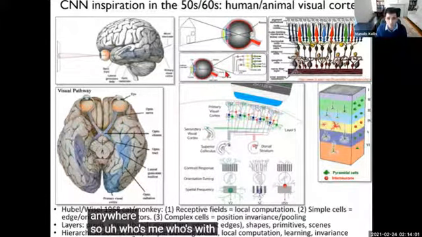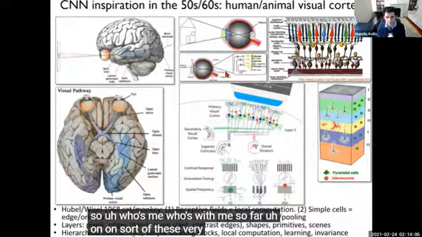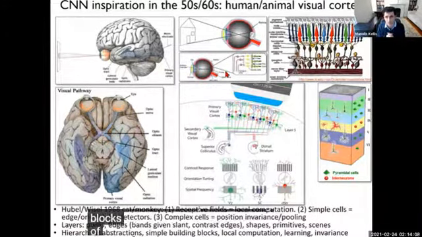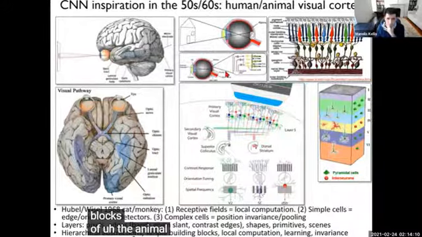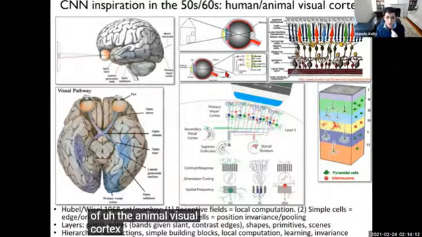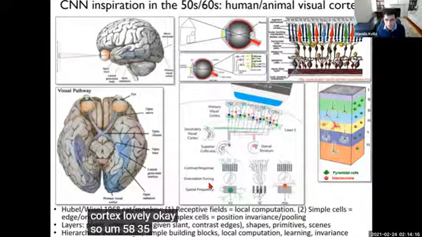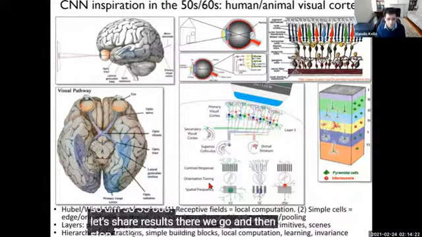So who's with me so far on these very basic building blocks of the animal visual cortex? Lovely. Okay, so 58, 35, 600. Let's see, share results. There we go. And then stop share results.